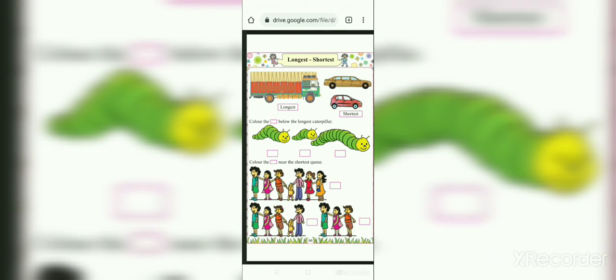Okay, see here, longest and shortest. So which is the longest? Truck. So the truck is the longest. Okay, which is the shortest? This car is the shortest. So you have to color them.